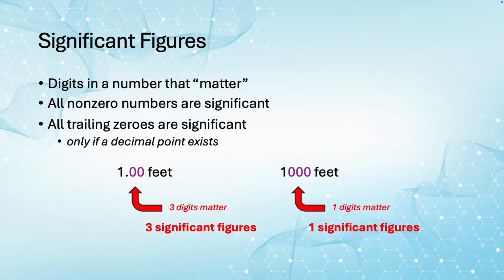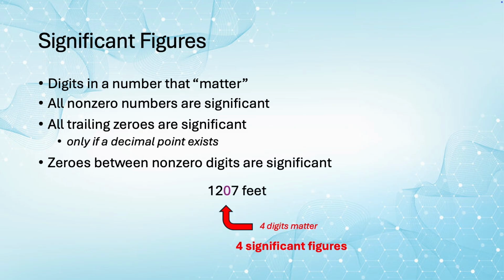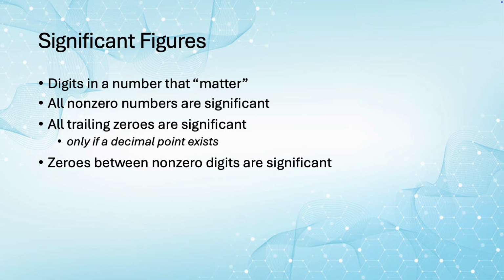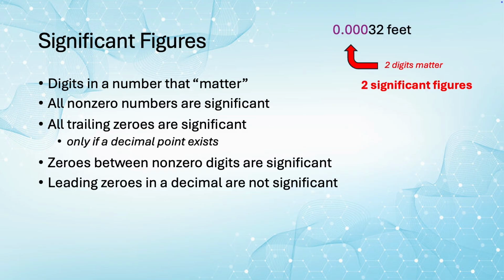In addition, any zeros between non-zero digits are significant. For instance, in a number 1,207, there are 4 significant figures, with a middle zero counting as significant. Leading zeros in a decimal are not significant. For instance, the number 0.00032 has only 2 significant figures. The 3 zeros in front of the decimal point are not significant, and the zero before the decimal point is also not significant. One final rule remains.